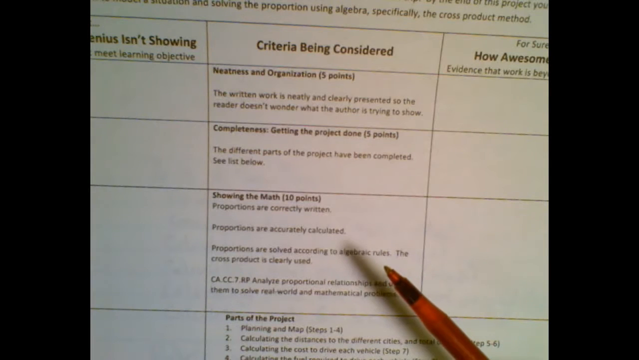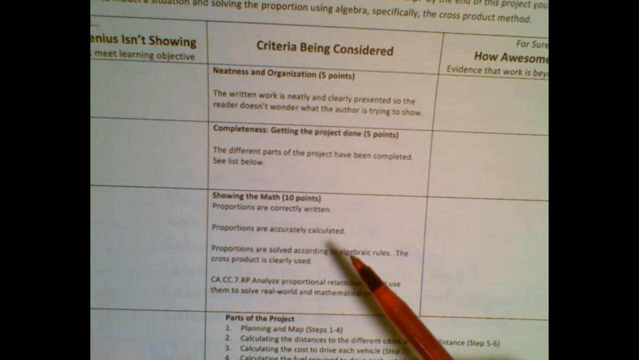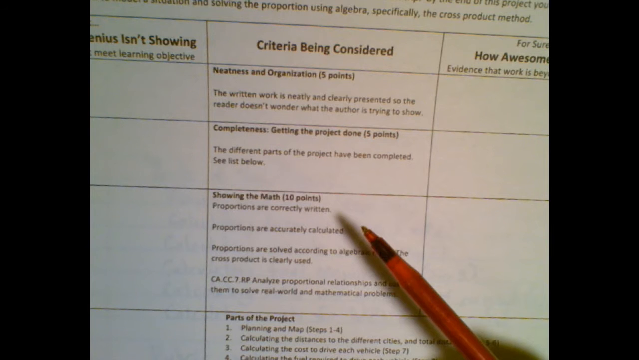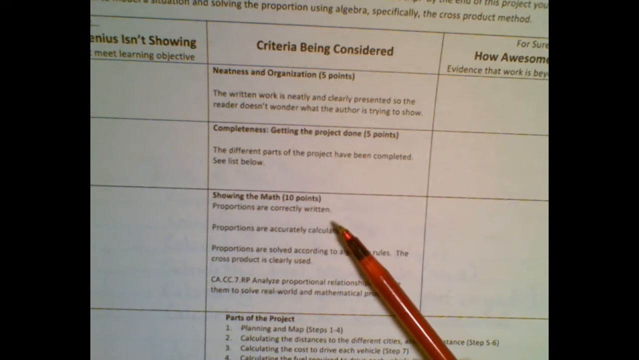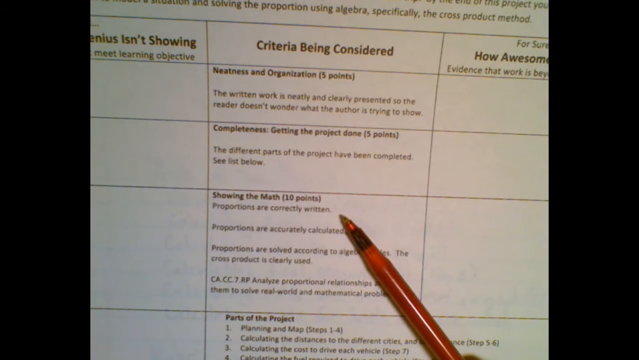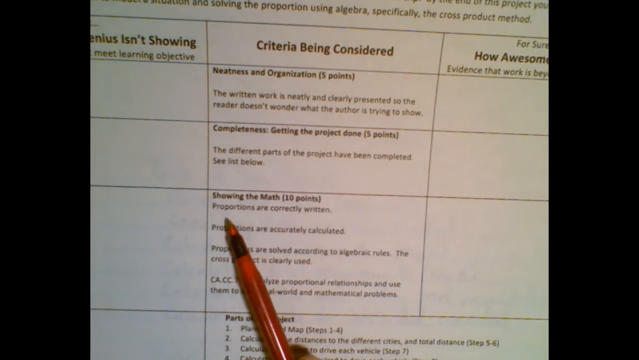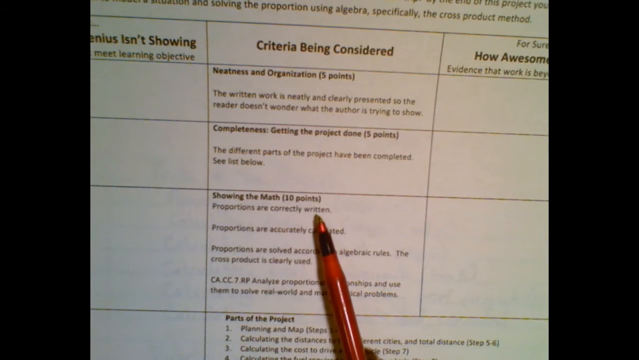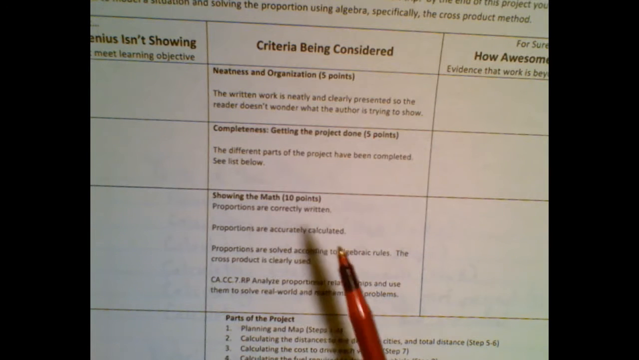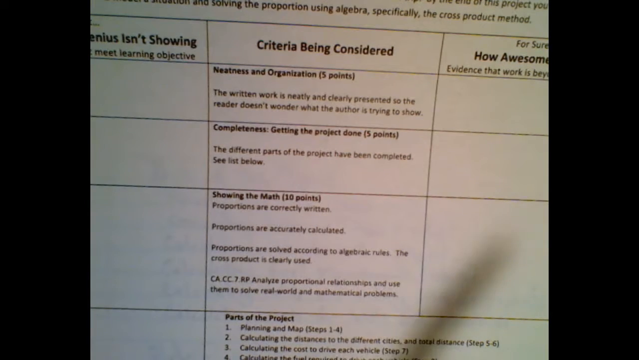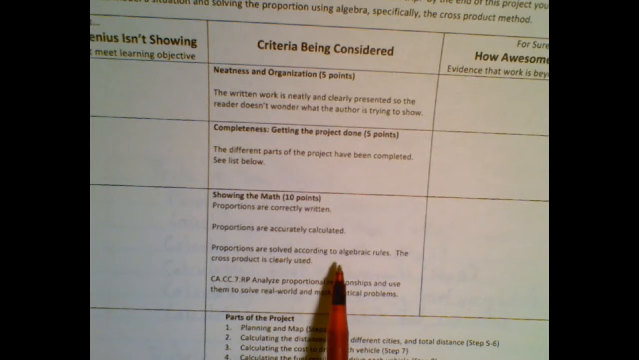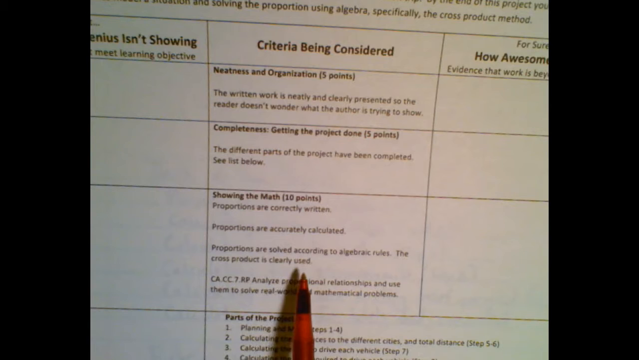The packet's set up for you to show your work in various spots, so the hope is that a lot of the structure for presenting your work is already laid out, and in some videos that come up, we'll work through some examples. Specifically, we're looking for our proportions correctly written, as well as accurately calculated. Are they solved according to the algebraic rules? That is, that the cross product is clearly used.